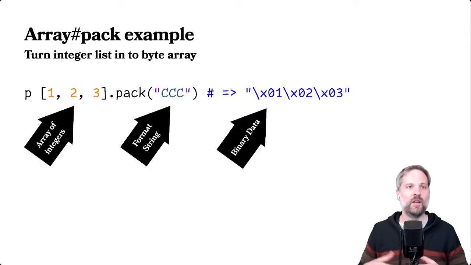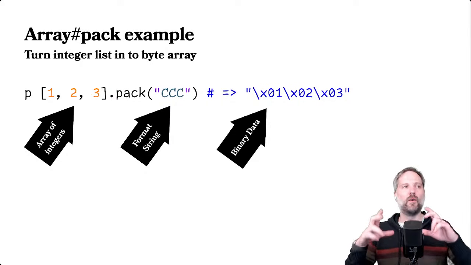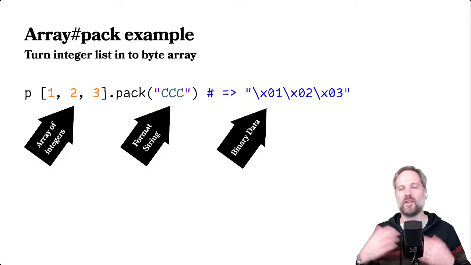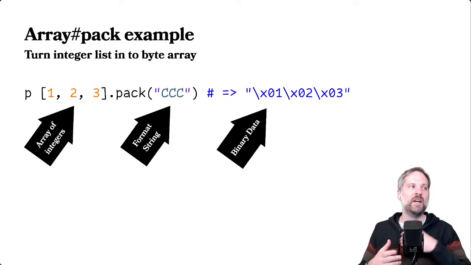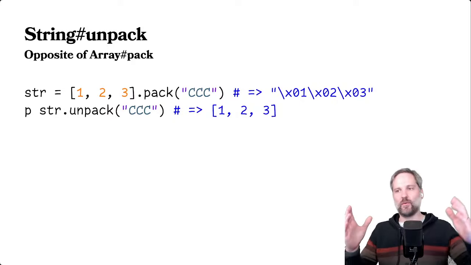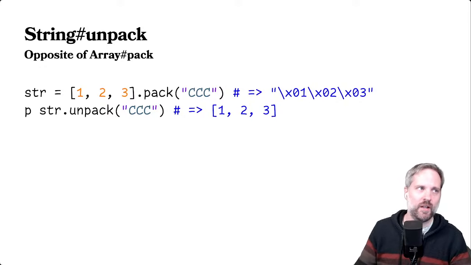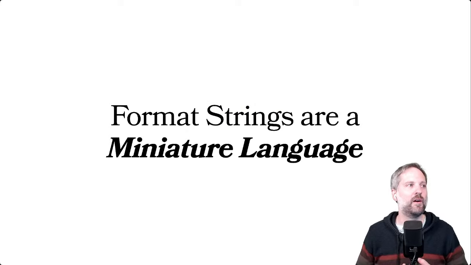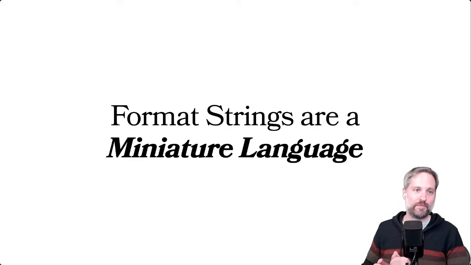Of course, there's an opposite method as well, the unpack method. The string we got, which is 3 bytes of data, we can unpack and convert back into an array of integers, formatted with 3 C's. So we can pack it and then unpack it using the same format strings. This format string is like a miniature programming language, and to be honest, I have to look it up every single time I use this.